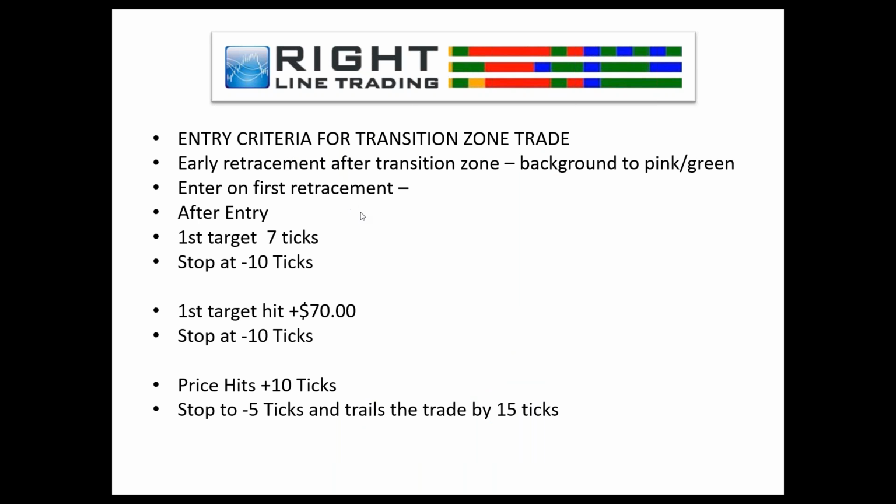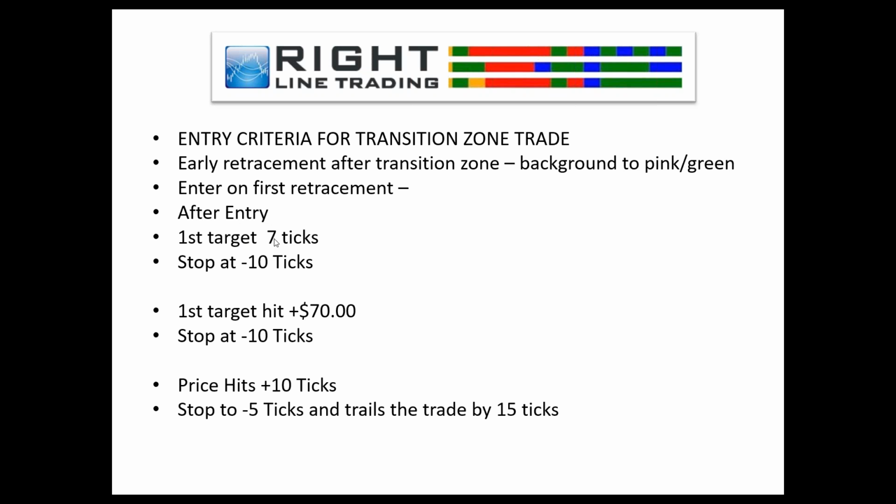Now, I'm not going to really go over the entry criteria because it's the fixed entry criteria. I mean, I can do it really quickly. The entry criteria is simply an early retracement after the transition zone on a background that's pink or green. You enter on the first retracement only. The second retracement weakens the power of the entry, so we never take a second retracement. After you enter, first target is 7 ticks, stop is -10.